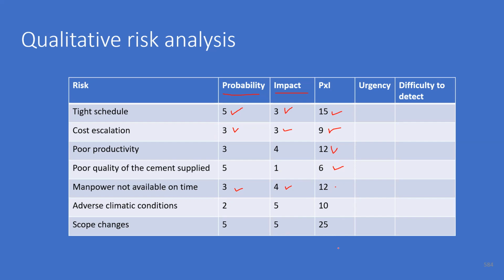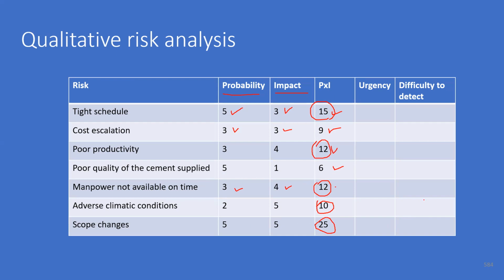Others can be under observation, kind of norm, if we have in the project. So in that case, tight schedule, it has to be managed because the P into I is 15. Poor productivity will manage because the P into I is 12, and manpower not available on time. Then P into I is 12, that we'll manage. Adverse climatic conditions we have to manage. Scope changes very high, so it has to be managed.